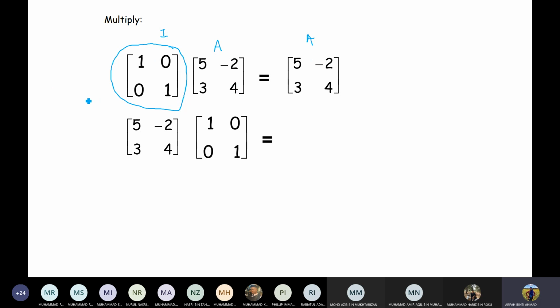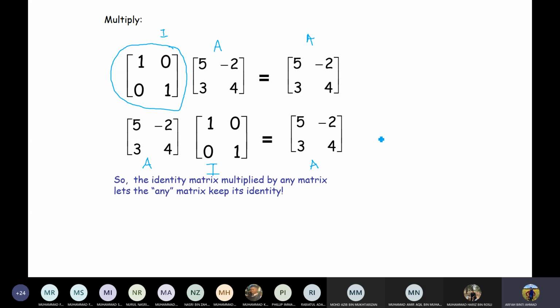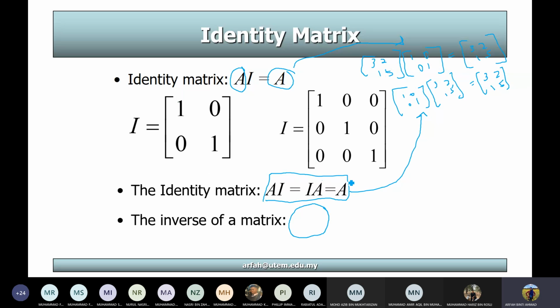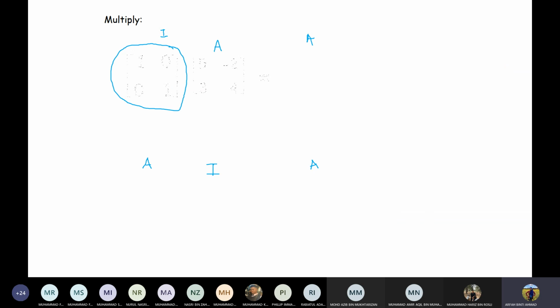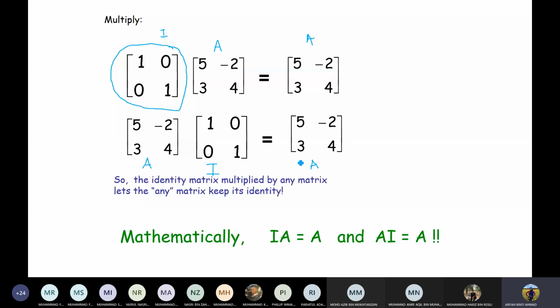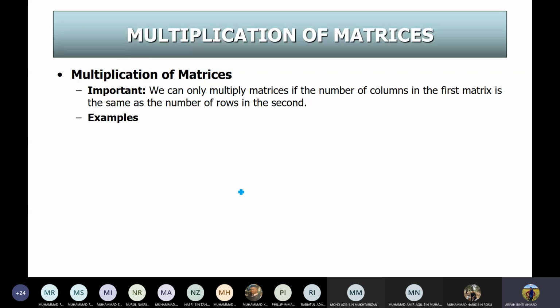So we will see later on how to do the multiplication for the matrix. And this is for the condition 2. Kalau kita ada satu matrix A darabkan dengan the identity matrix of I, still you will get the same answer of the matrix A. Okay. So the identity matrix multiply by any matrix, dia punya syarat let the any matrix keeps its identity. So this is just to prove the previous yang dekat slide ni yang saya tunjukkan. So syarat this one. Okay. So this is about identity matrix. So mathematically I darab A equal to A and A darab I akan sama dengan A.